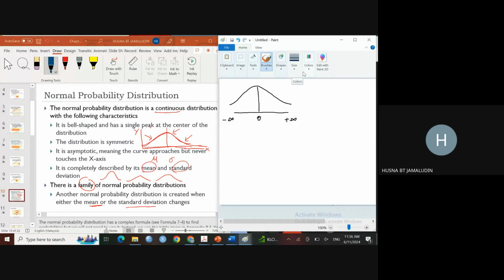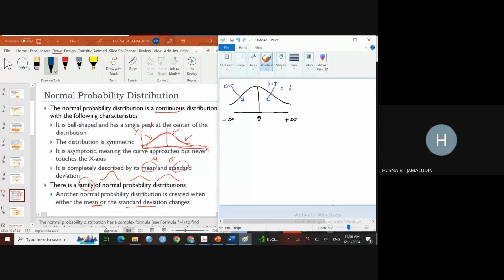Remember, in total, your probability, or we can say the area under this curve, is equal to 1. The left side of the diagram is 0.5, and the right side is 0.5. That's why when you sum these two, you get 1. So normal probability is what we call a symmetric distribution. Symmetric means they have a mirror image. The left and the right are equally the same.